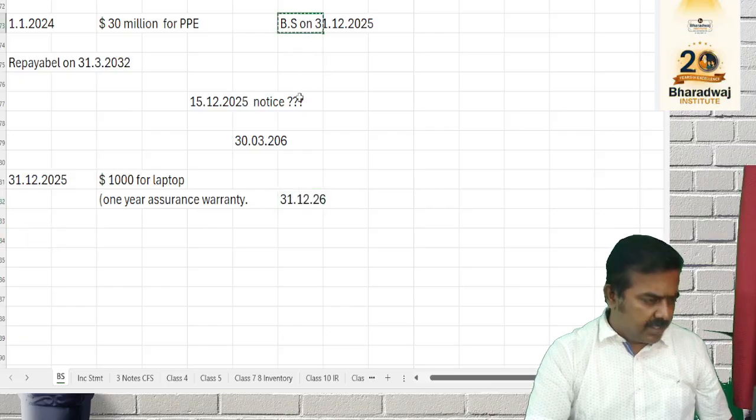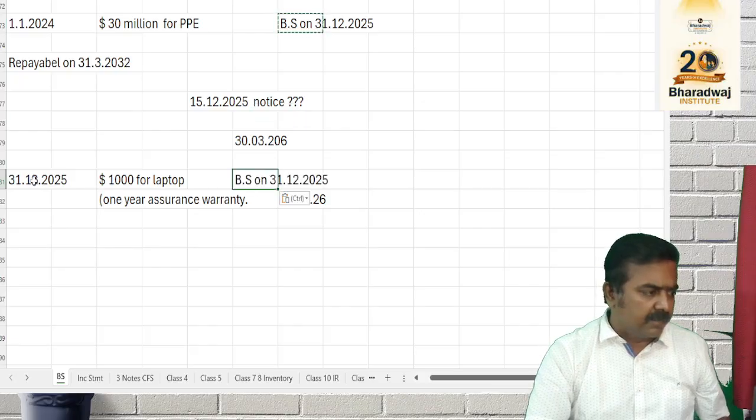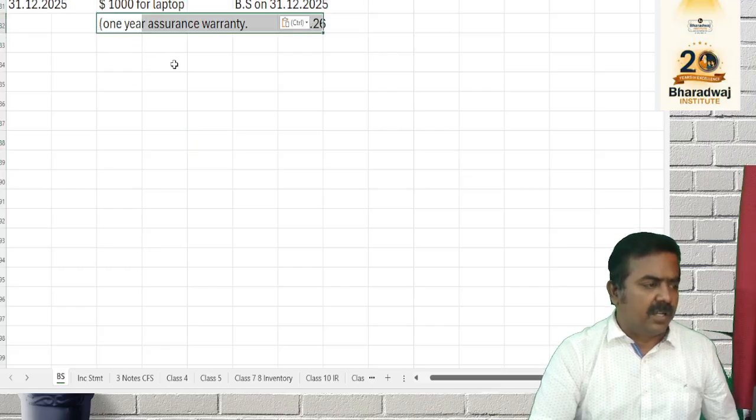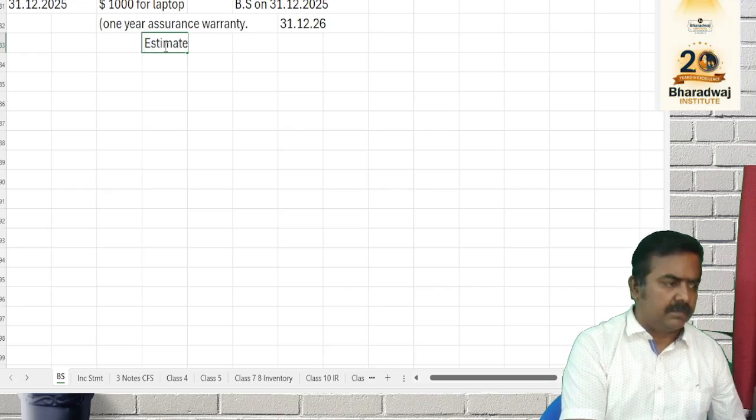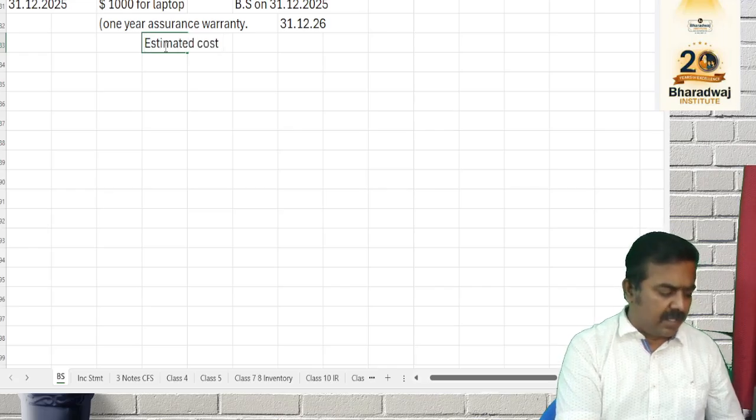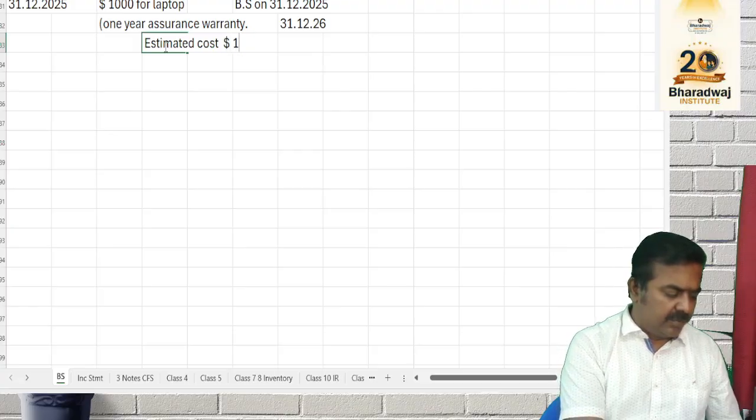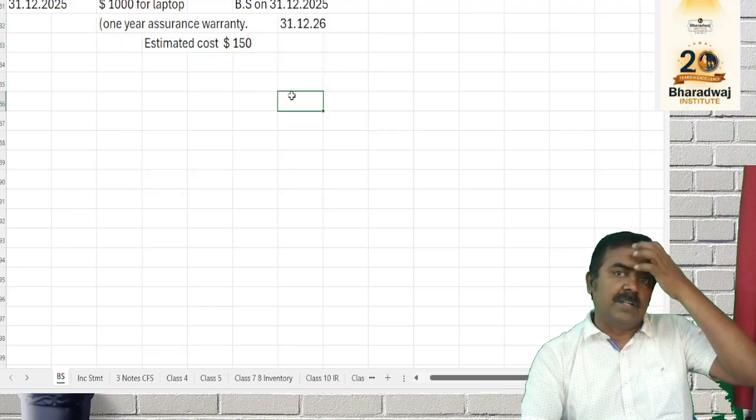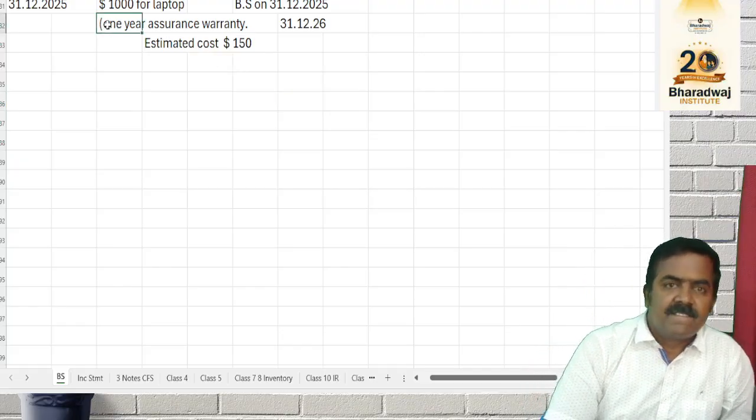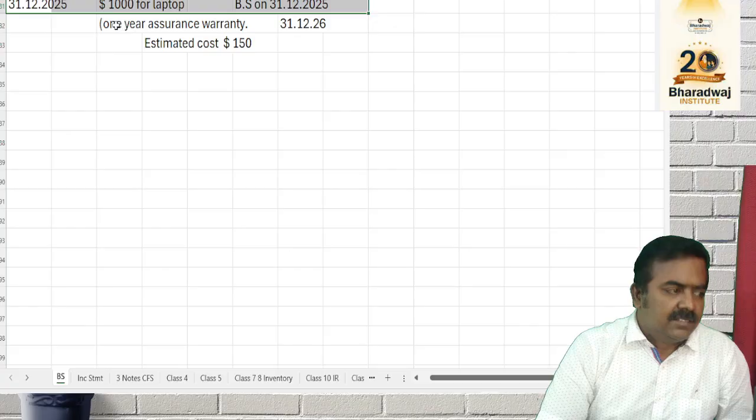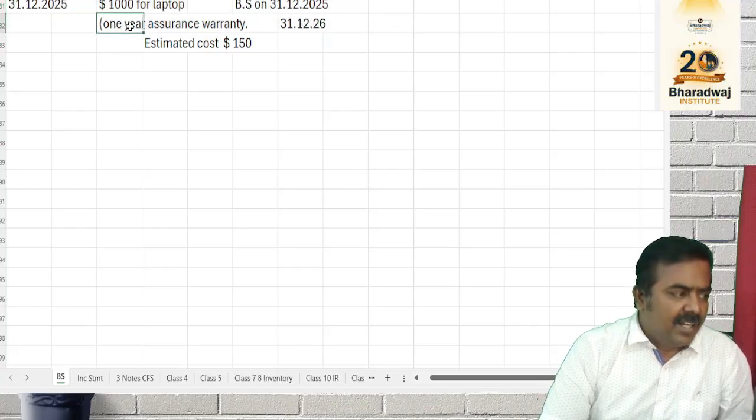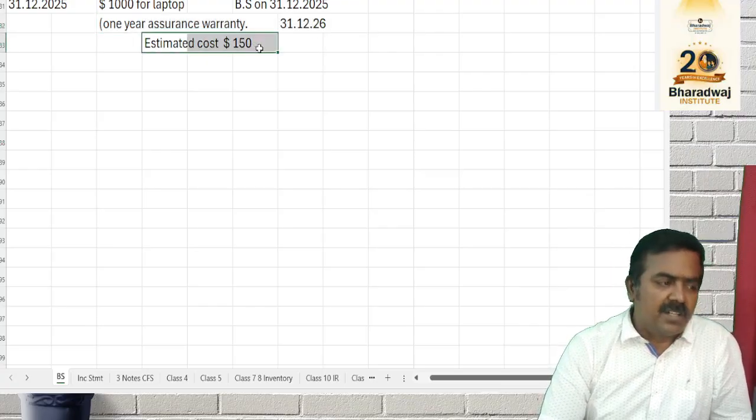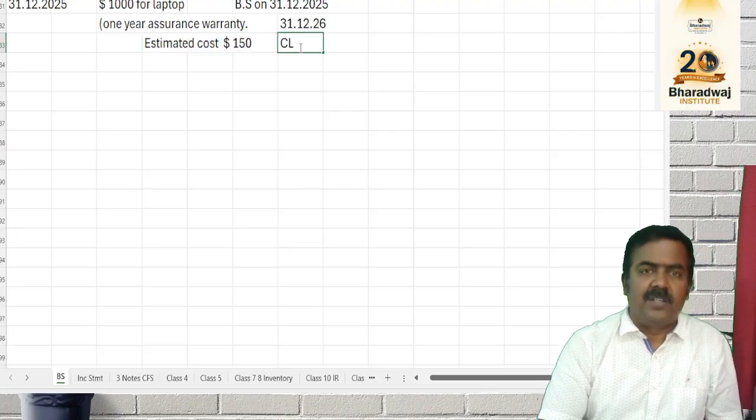Now we are preparing the balance sheet on 31/12/2025. This assurance type warranty's estimated cost, based on past behavior, is like $150. Will this be called a current liability or non-current liability? Only 1 year warranty is given. The warranty expires within the next financial year. So the estimated cost of warranty will be called a current liability.